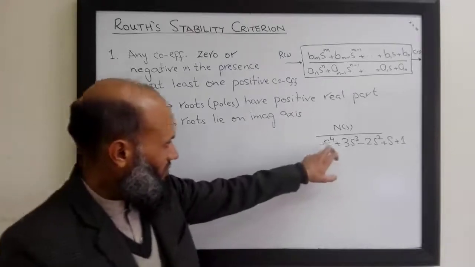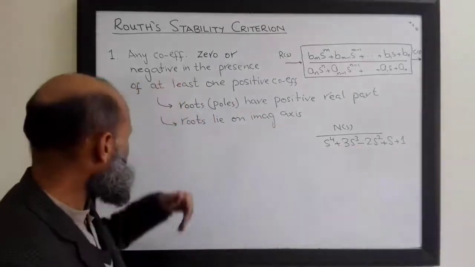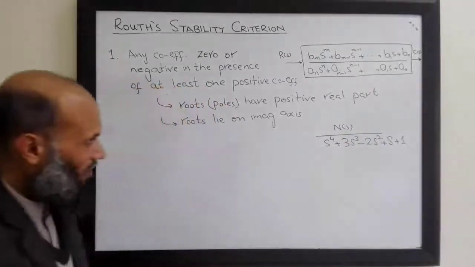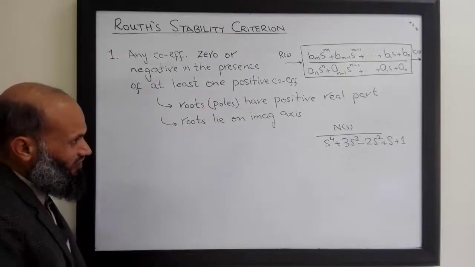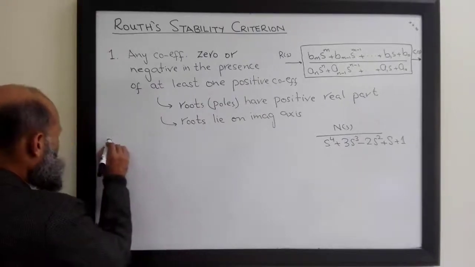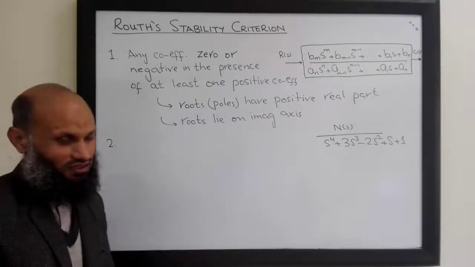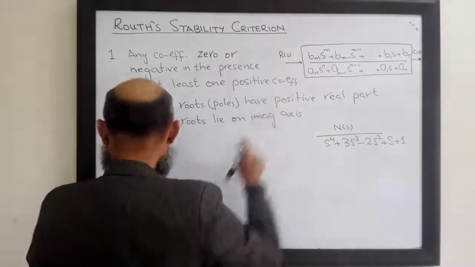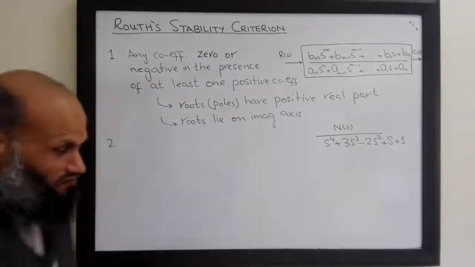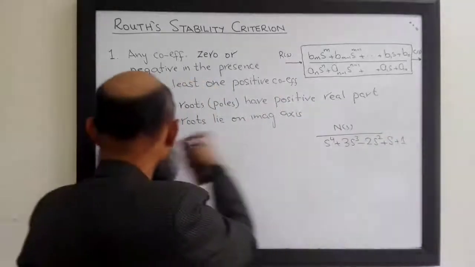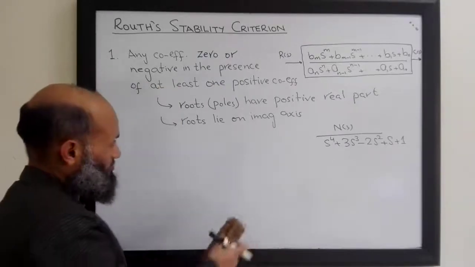However, if this condition is not satisfied, that is, all the coefficients are either positive or all the coefficients are negative, then we have to proceed for the next step, which is construction of the Routh's table. In the construction of the Routh's table, let's take some example and then demonstrate the construction of this Routh's table.